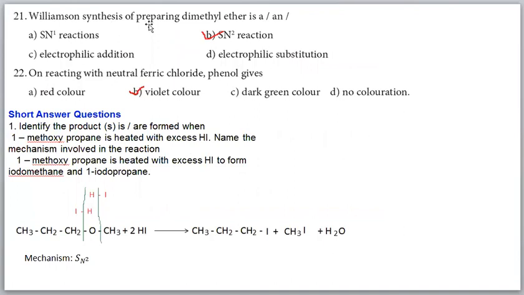Williamson ether synthesis of preparing diethyl ether is an SN2 reaction, because these are primary alkyl groups. So it is an SN2 reaction. On reacting with neutral ferric chloride, phenol gives a violet color. It is directly in our textbook. Then in the next video, we will study book-based questions whose answers are not present directly in our textbook.